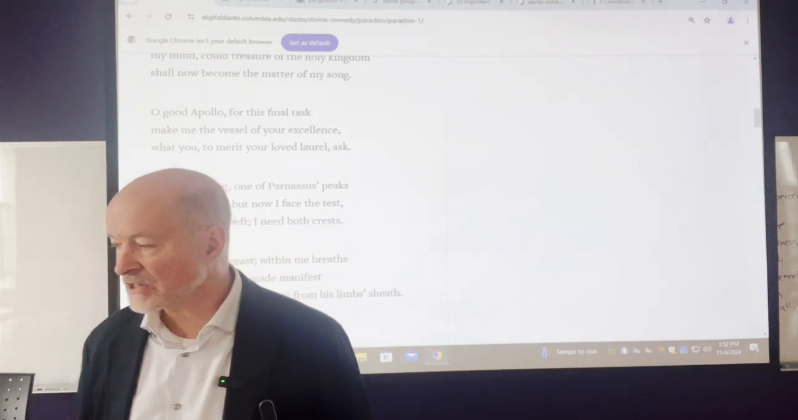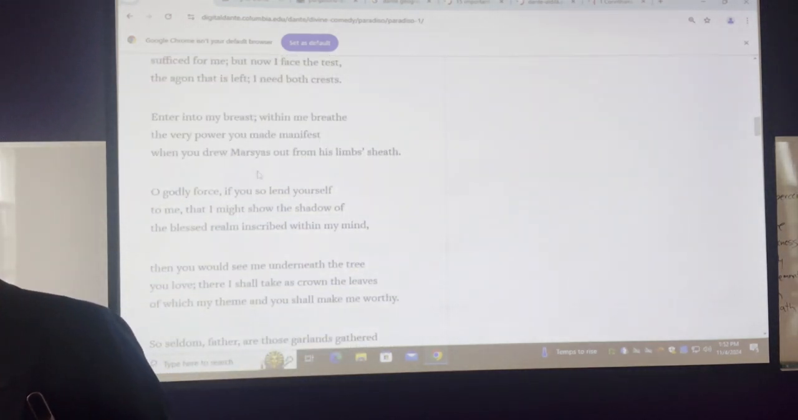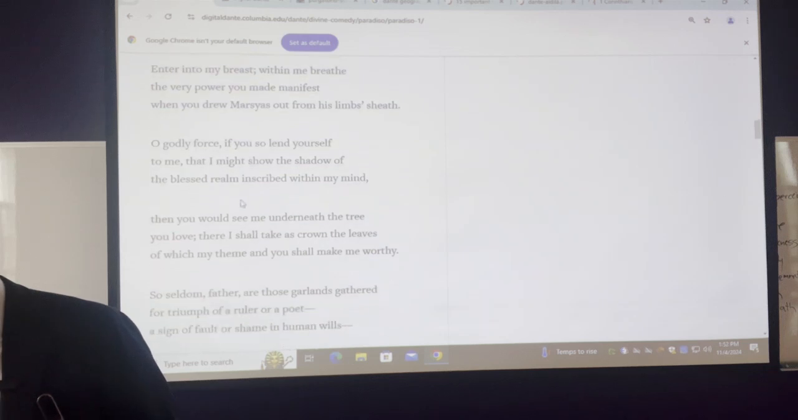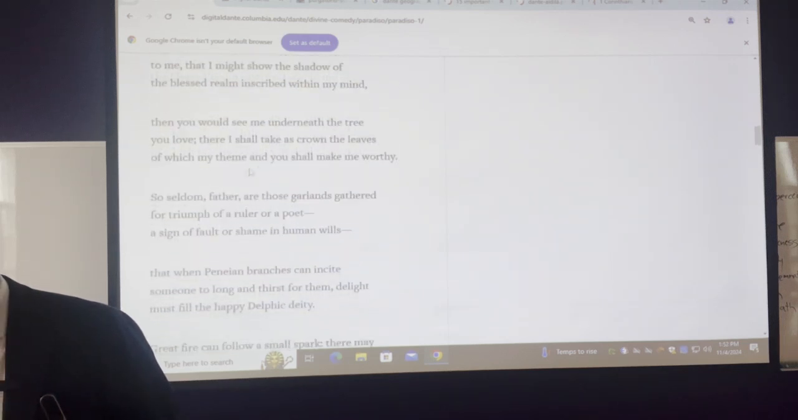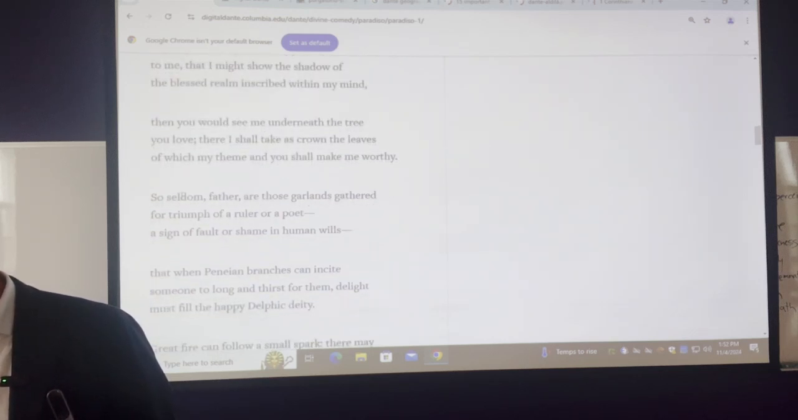Enter into my breast, within me breathe the very power that you made manifest when you drew Marsyas up from his dim sheath. O godly force, if you lend yourself to me that I might show the shadow of the blessed realm inscribed within my mind. Then you should see me underneath the tree you love. There I shall take as crown the leaves of which my theme, and you shall make me worthy.